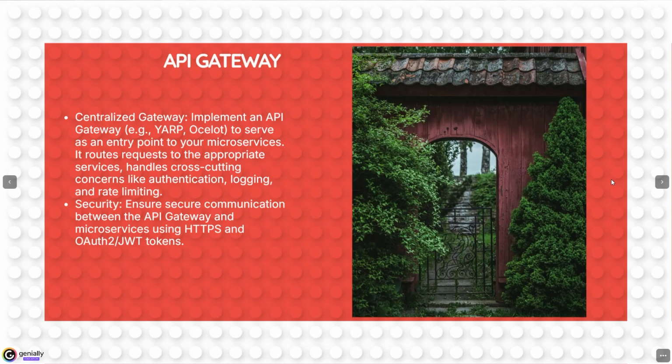Next one is API gateway. One is centralized gateway. Implement an API gateway, for example YARP or Ocelot, to serve as an entry point to your microservices. It routes requests to the appropriate services, handles cross-cutting concerns like authentication, logging, and rate limiting. Next one is security. Ensure secure communication between the API gateway and microservices using HTTPS and OAuth 2.0 or JWT tokens.